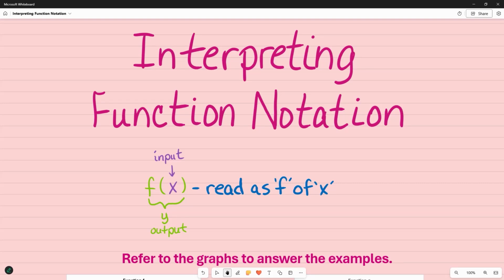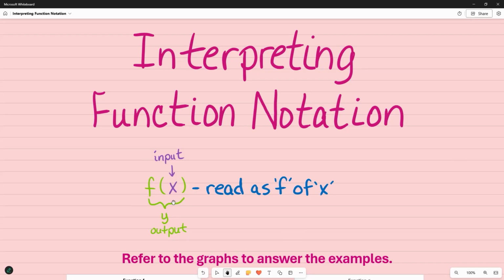Today I will demonstrate how to interpret function notations. The first thing that you need to know is that your functions are written as f of x, and sometimes it could be g of h, g of x. It could be anything as long as it has a function name and an input.